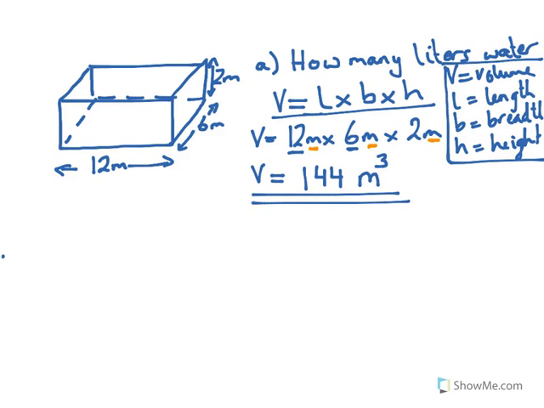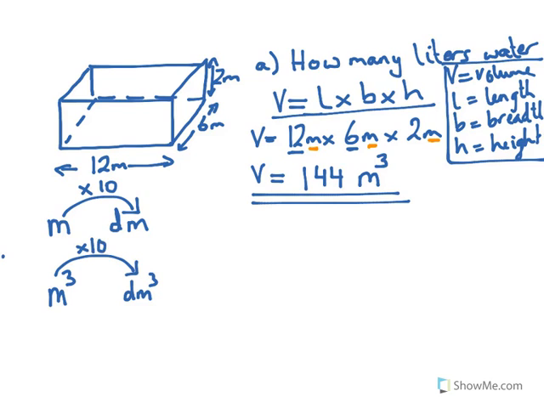But that wasn't the question. The question is how many litres. And the thing that we need to remember here is our volume conversion units. If we were going to go from metres to decimetres in length, we would multiply by 10. But if we were going to go from metres cubed to decimetres cubed, we would have to multiply by 10 cubed, which would be the same as multiplying by 1,000. But 1 decimetre cubed actually equals 1 litre. A litre of milk is exactly the same as 1 decimetre cubed.